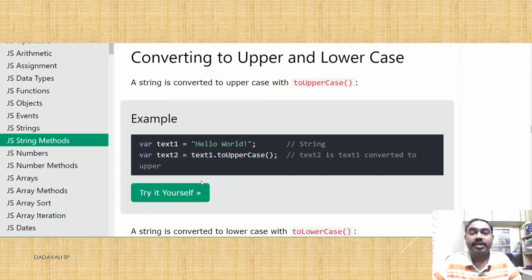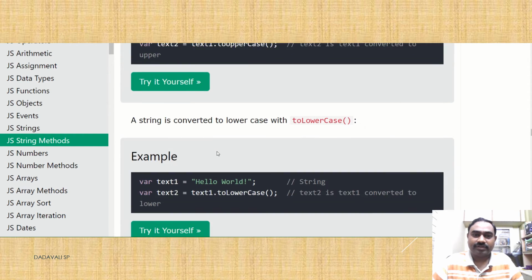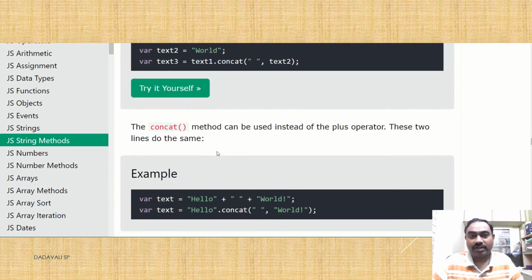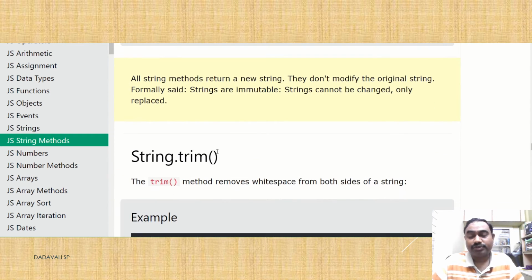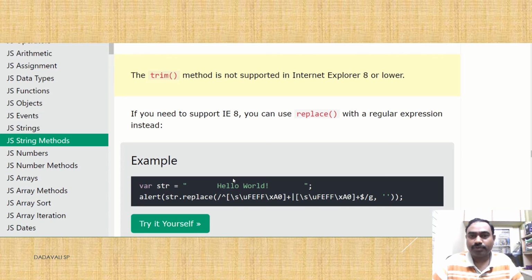So converting uppercase and lowercase. So toUpperCase and toLowerCase. So one more is concatenation. Concatenate is joining the two strings. And one more is the trim method, which is supported here.